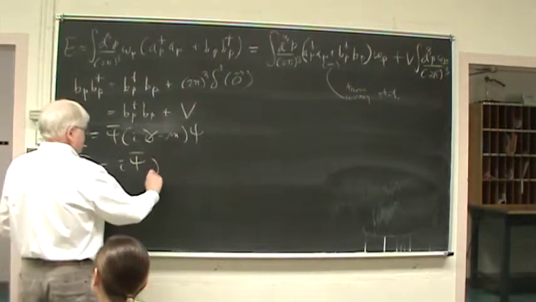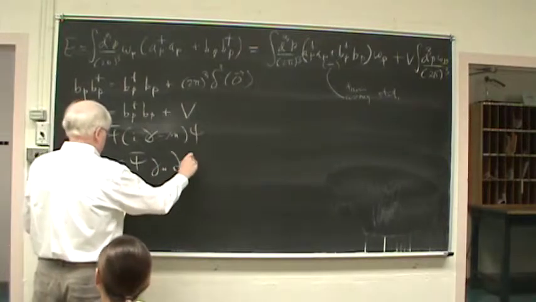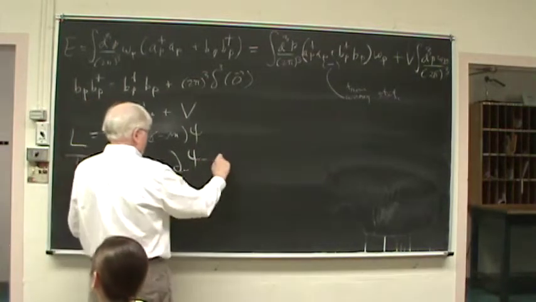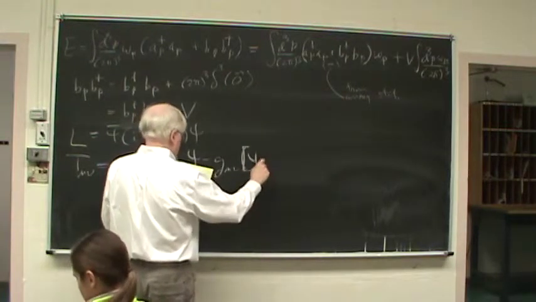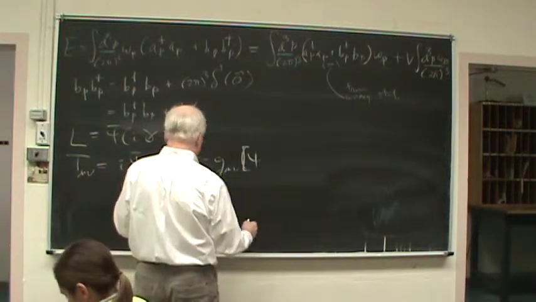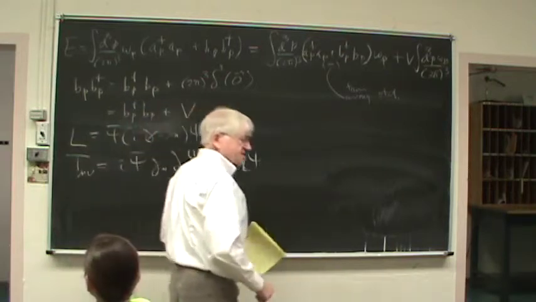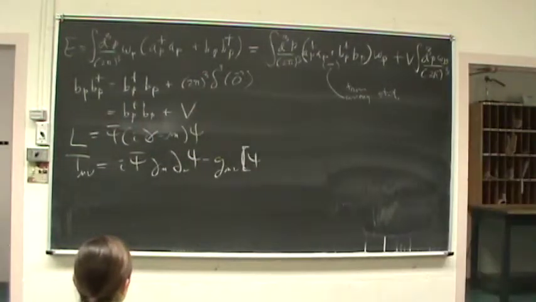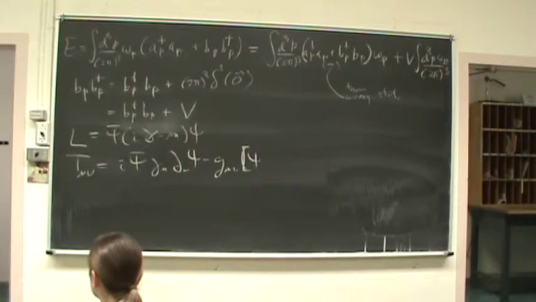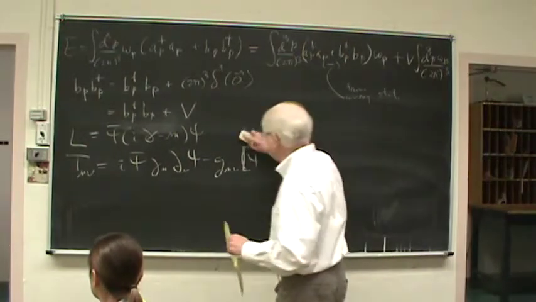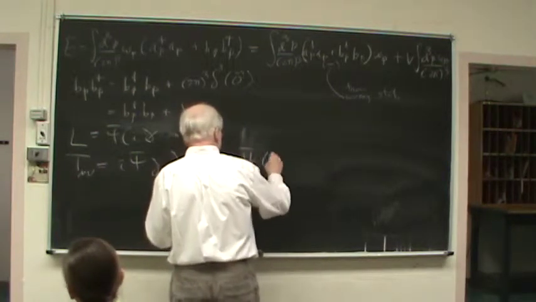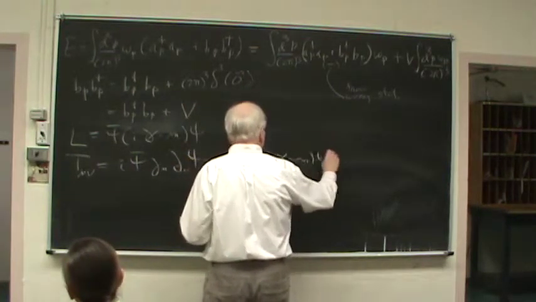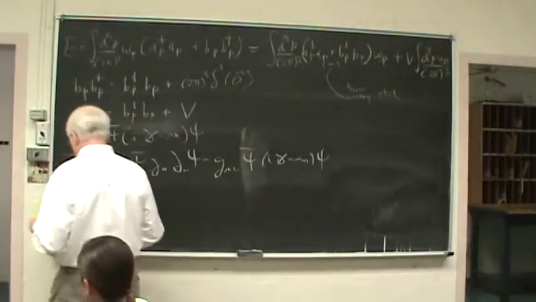All right, this is gamma^μ ∂^ν ψ minus g^μν. Let's do it this way. Actually, we don't even need that parenthesis, so let me erase. Okay, so that's our T^μν.